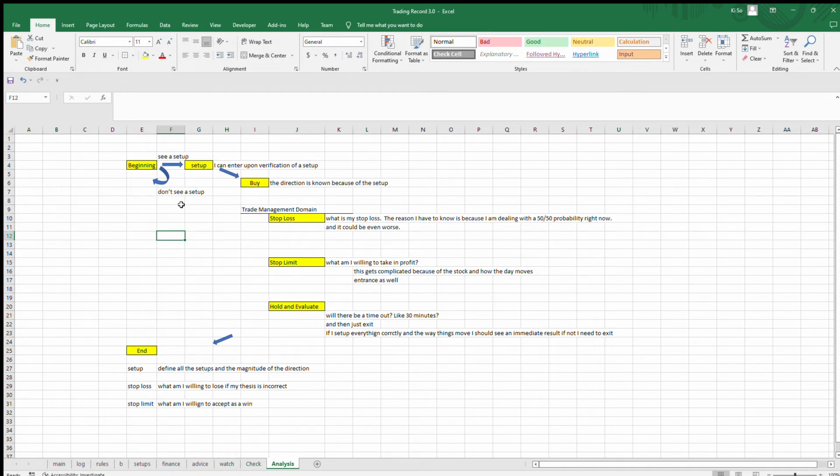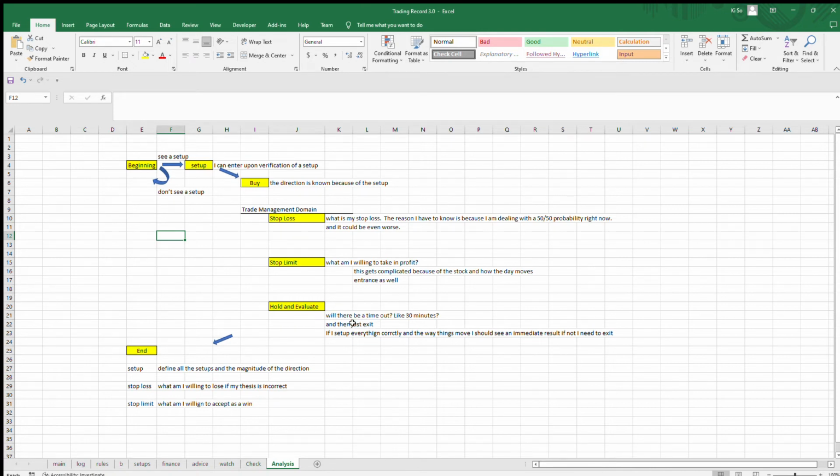So in the beginning, all I'm doing is waiting and waiting and waiting and looking for a setup. And then as soon as I see the setup, I buy. And I know what my stop loss is. I know what my stop limit is. And then I'm in a holding pattern. So is it going to be 30 minutes, 10 minutes, 5 minutes?